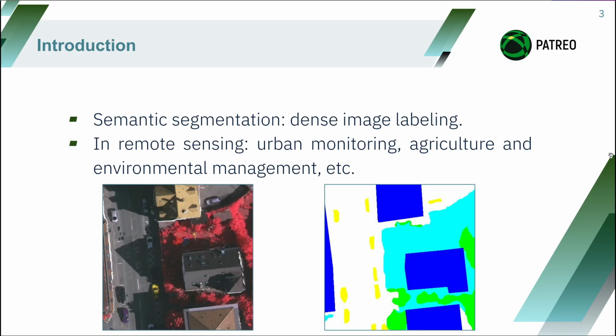from an input image. In remote sensing, there are many applications that take advantage of this process, such as urban monitoring, agriculture and environmental management, and many others.